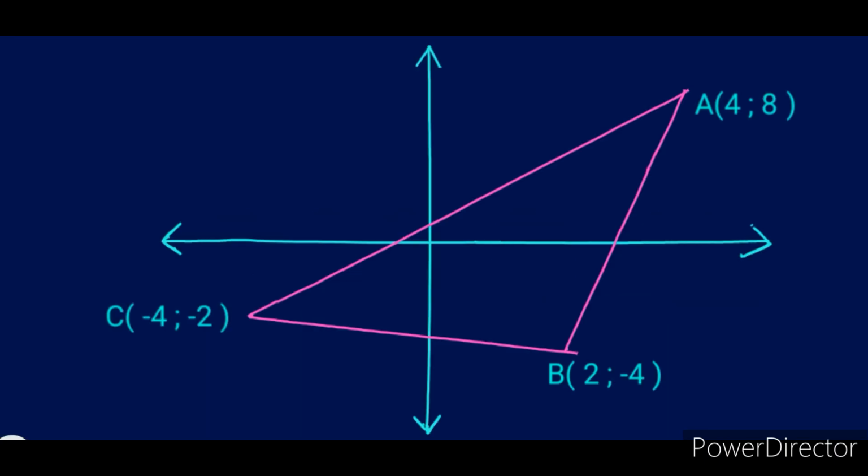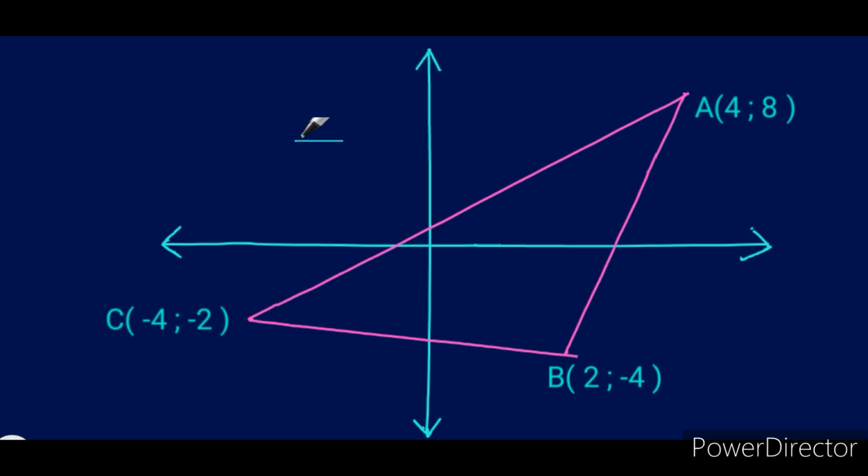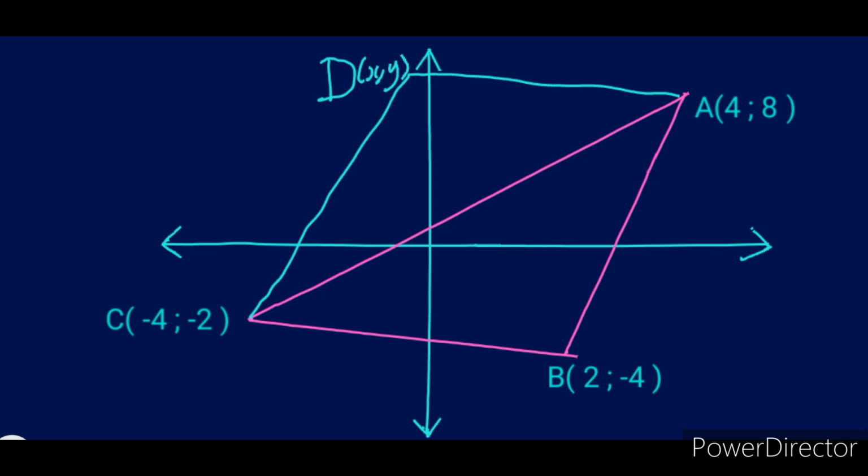Good day. Today we're going to deal with a type of question where they say find D, a point in the second quadrant, such that ABCD is a parallelogram. So it's going to be something like this. They say ABCD is a parallelogram, and they ask you to find the coordinates of D. So we need to find the X and Y values.